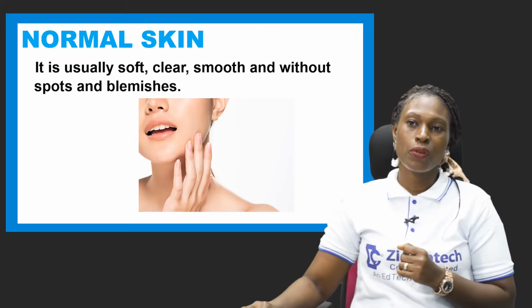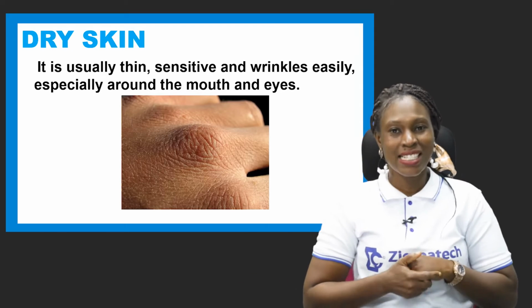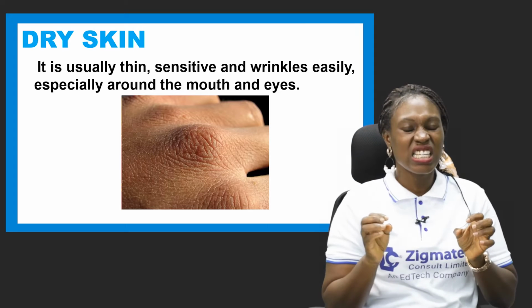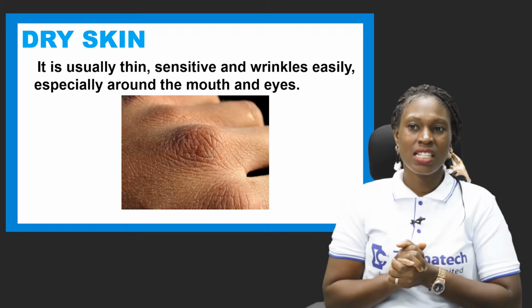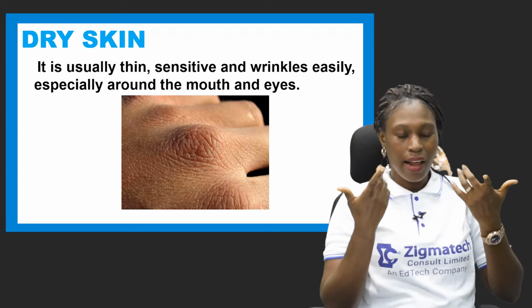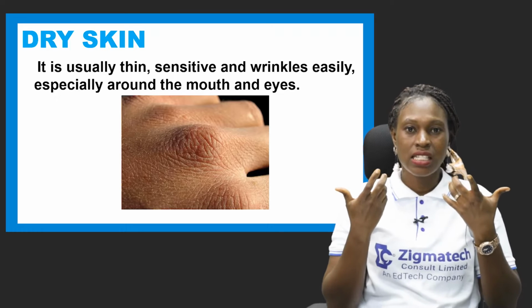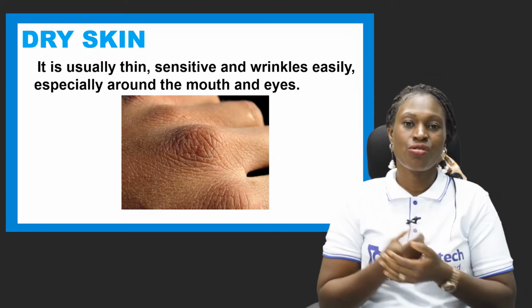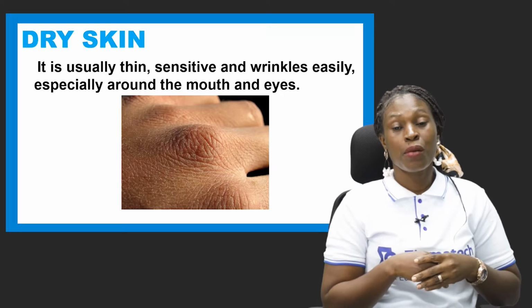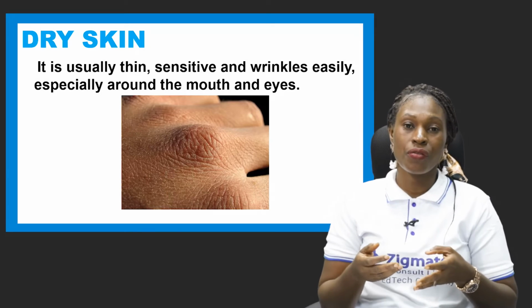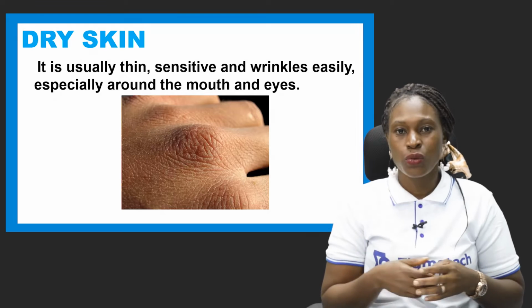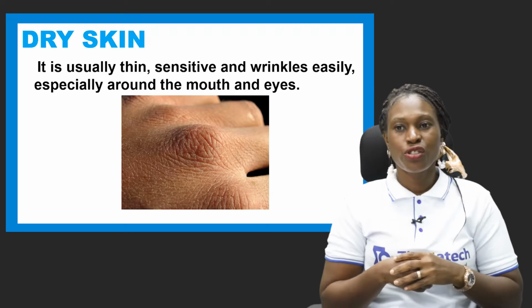Now the next type of skin we have is the dry skin. This is usually thin, sensitive, and it wrinkles easily. Most times on our face we find that type of skin. For some persons it is hereditary; naturally, they have dry skin. But sometimes it can be caused by loss of diet and some nutrients in the body. And sometimes the weather as well can actually cause dry skin.